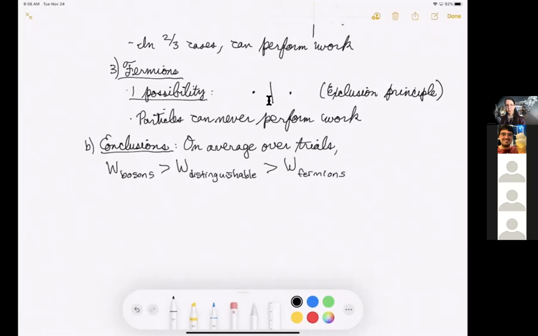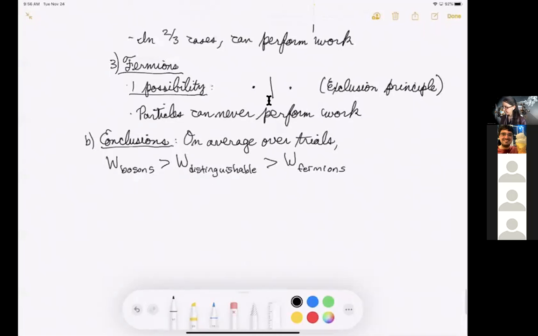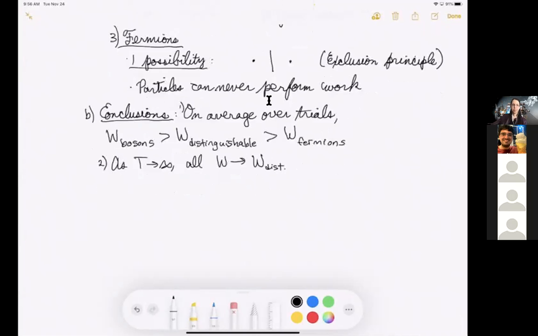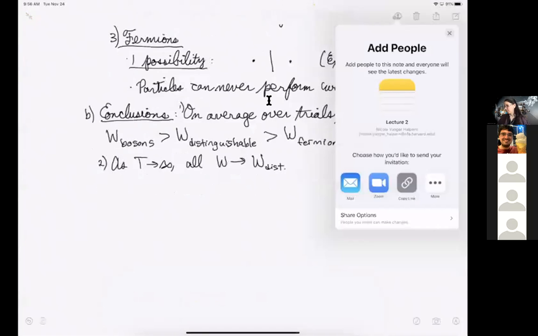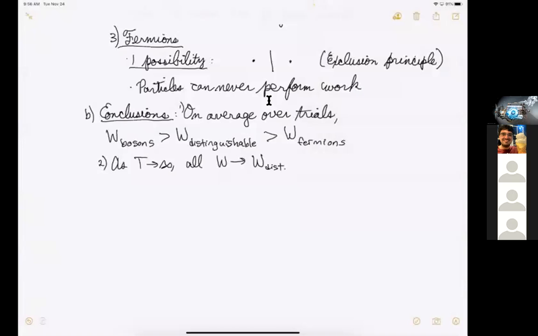Furthermore, we're not going to show this here, but as the temperature rises toward infinity, all the quantum particles become distinguishable, and all average work quantities approach the distinguishable value. Let's take another minute-long break and review what we just saw in our mind's eyes.